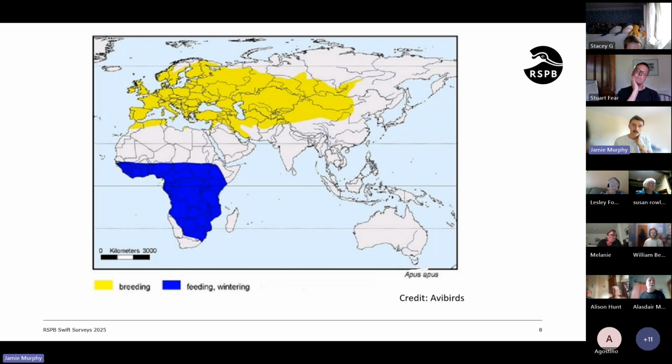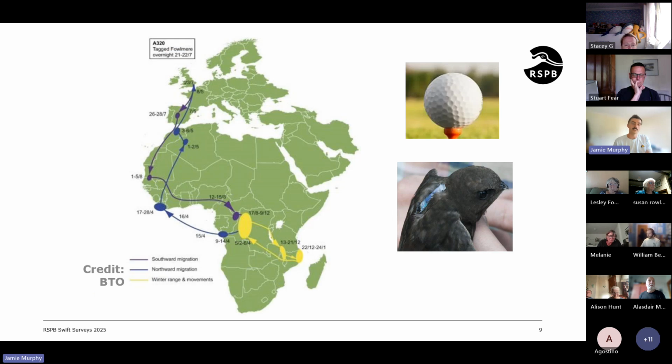A bit more detail about the UK birds. They follow the Western Flyway. I'm not sure exactly which one it's called, but you can see it more clearly on this map. This was one swift that was satellite tagged. You can see it's got a small attachment to its back. Didn't do it any harm, but it meant that we could collect a lot of information. And the golf ball is a reference to the fact that a swift weighs about the same as a golf ball.